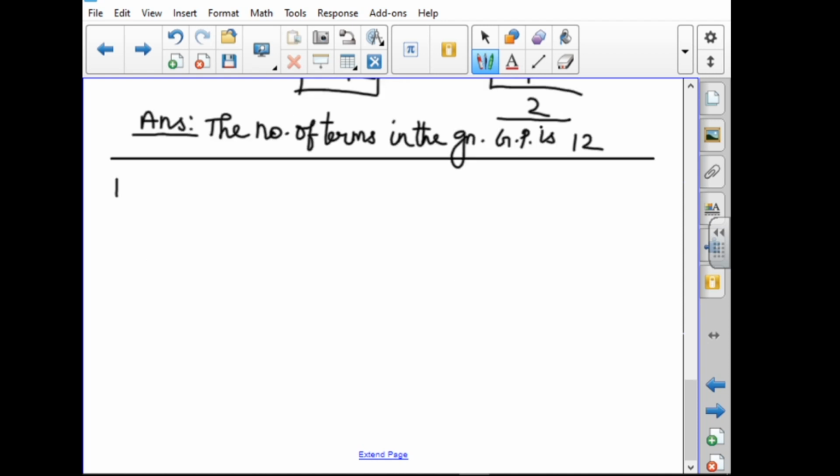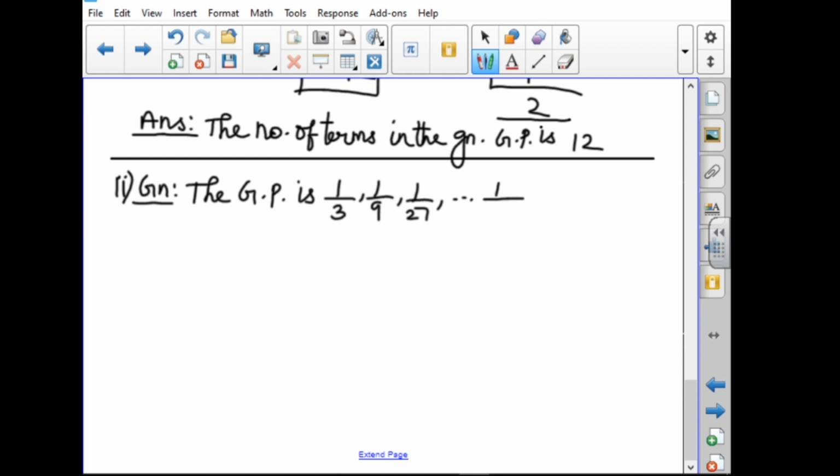Second subdivision. Here also the same procedure. The given GP is, here it is in fraction form, 1 by 3, 1 by 9, 1 by 27, and so on, up to 1 by 2187. The same procedure. So write the first term to find the number of terms.